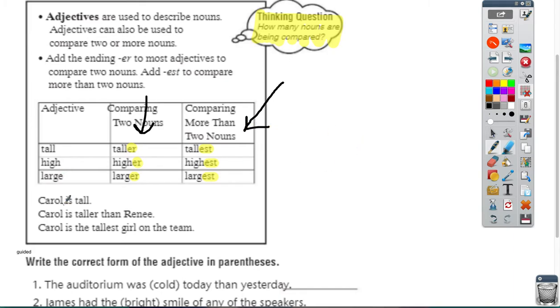Let's take a look at these examples. Carol is tall. Who can tell me why I didn't change tall? Oh, that's right, because I'm just describing Carol herself in comparison to no one. What about Carol is taller than Renee? Who can explain to me why I added ER? That's right, because the two things I'm comparing are Carol and Renee. Carol is the tallest girl on the team. Who can tell me why I added EST? That's right, because I'm comparing more than two things. I'm comparing Carol to the many girls on her team. Let's continue on.